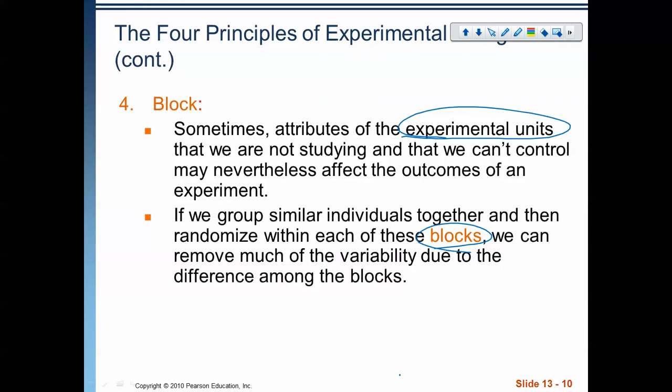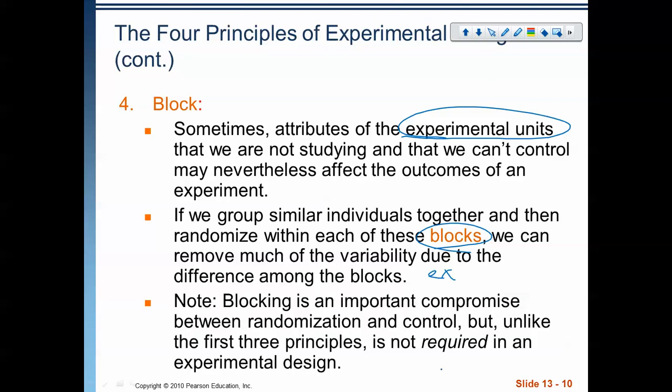So let me give you a quick example of where we most commonly see that. Blocking is an important compromise between randomization and control, but unlike the first 3 principles, it is not required in an experimental design. It's just strongly recommended. Okay. So let me give you an example. In drug trials, we often block by gender. Okay. So we will often first block a drug trial by gender.